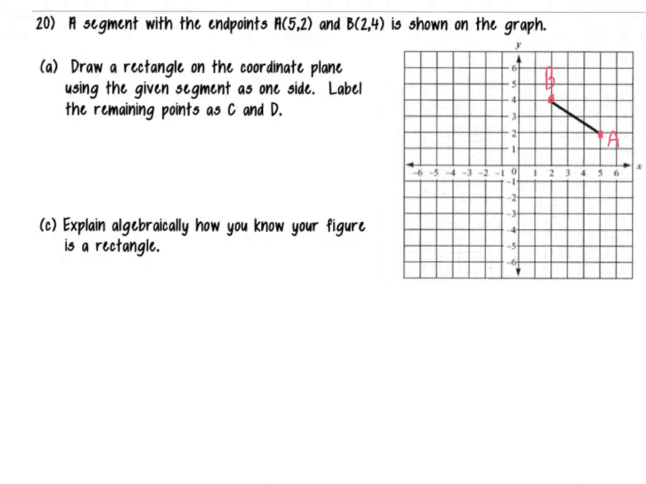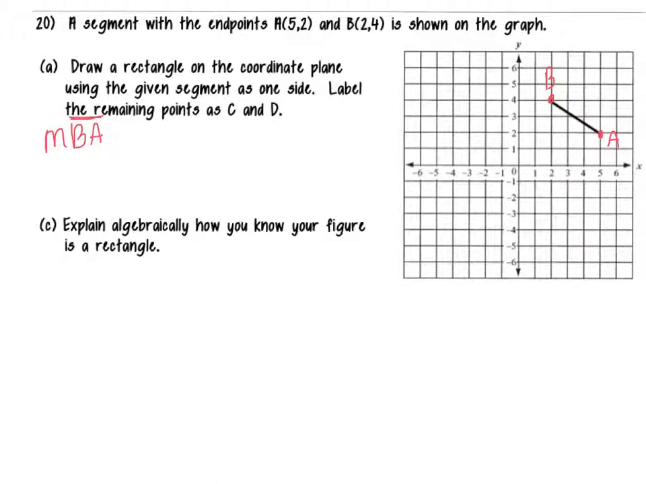Okay, so I know that in order to draw a rectangle, by definition, opposite sides are congruent, and I also know that all 4 of my angles inside my rectangle have to be 90 degrees. That's part of the definition. So I'm going to use my knowledge of slope to create 90-degree angles. The first thing I have to do is find the slope of BA.